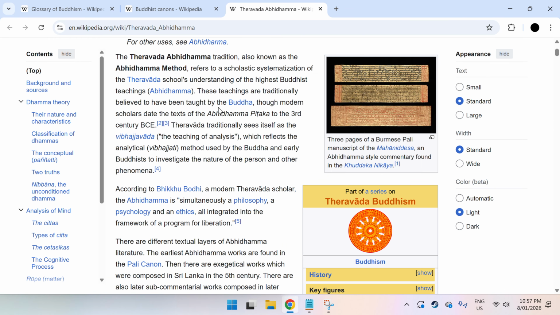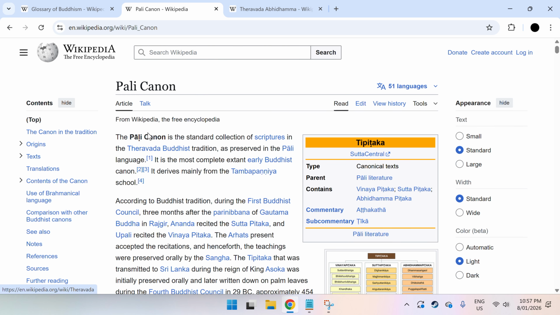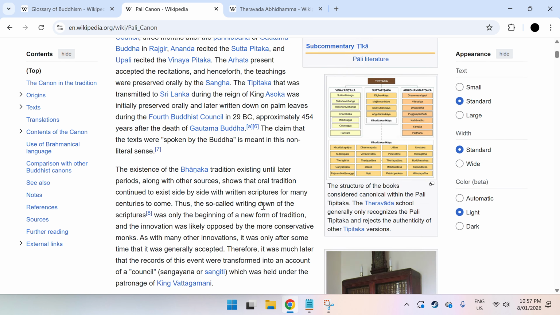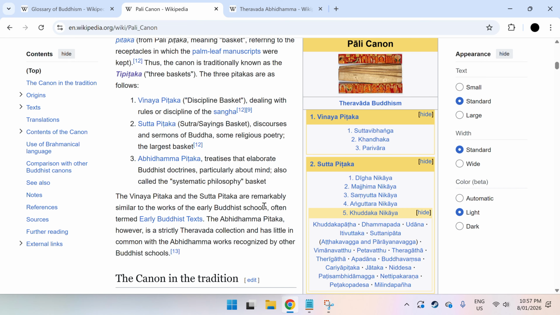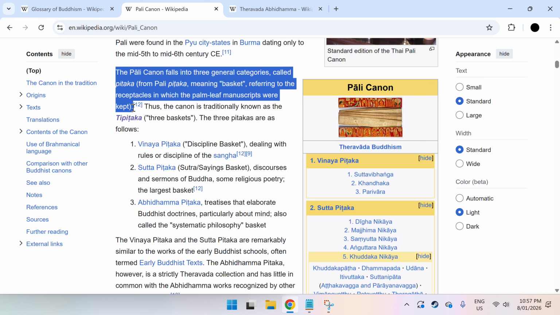I'll just close some tabs. We go to our Buddhist canons, back to the Tipitaka. There we go. The Pali Canon falls into three general categories called Pitaka, from Pitaka meaning basket, referring to receptacles in which palm leaf manuscripts were kept. Okay, that's interesting. So there were literal palm leaf manuscripts inside baskets. There's three baskets within the Tipitaka.